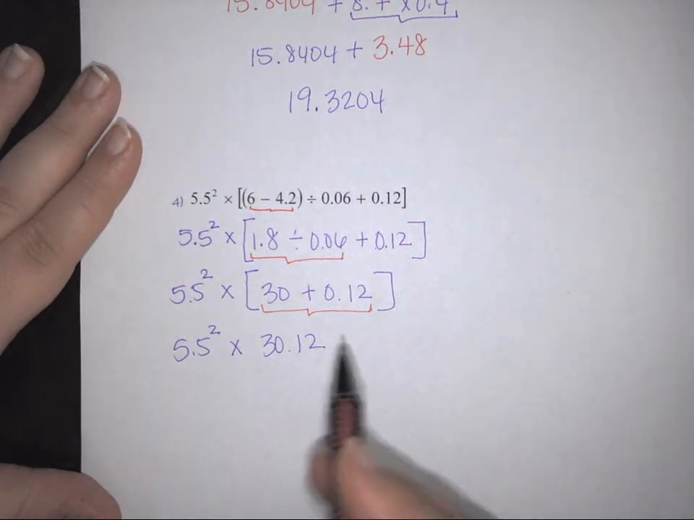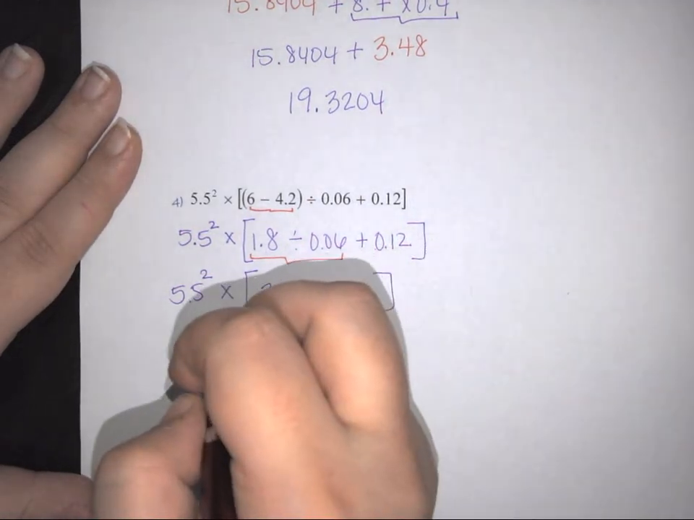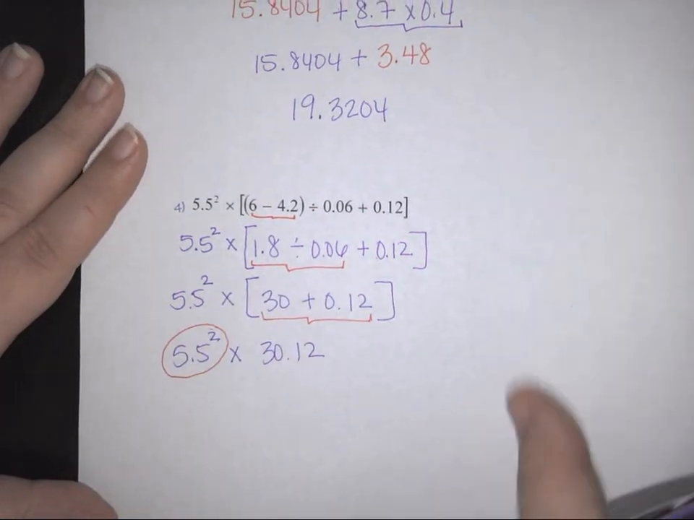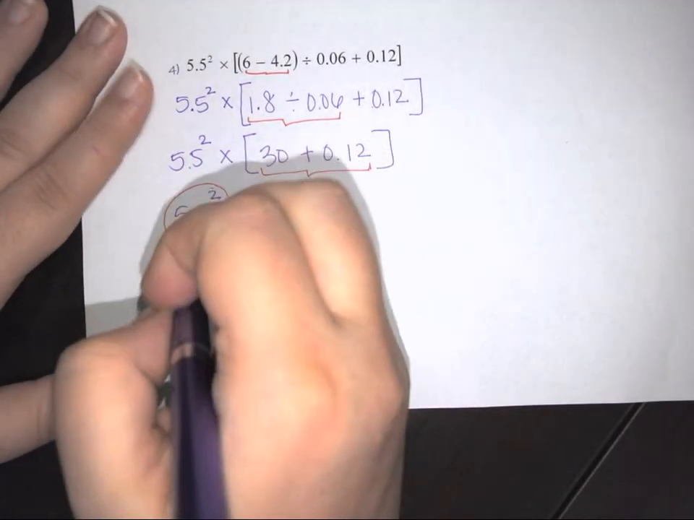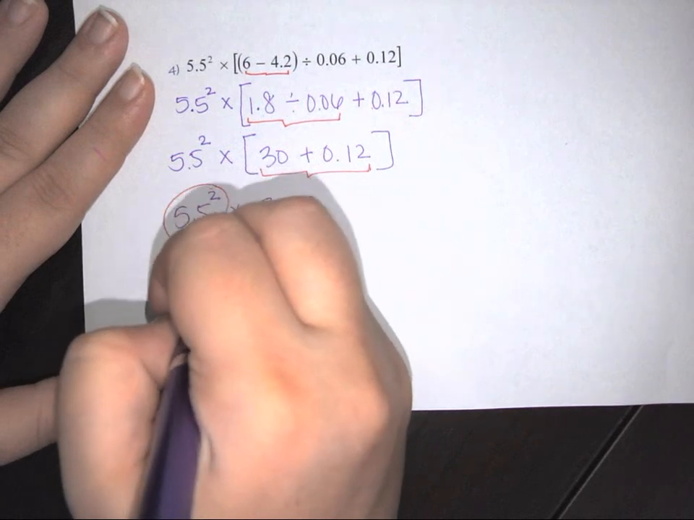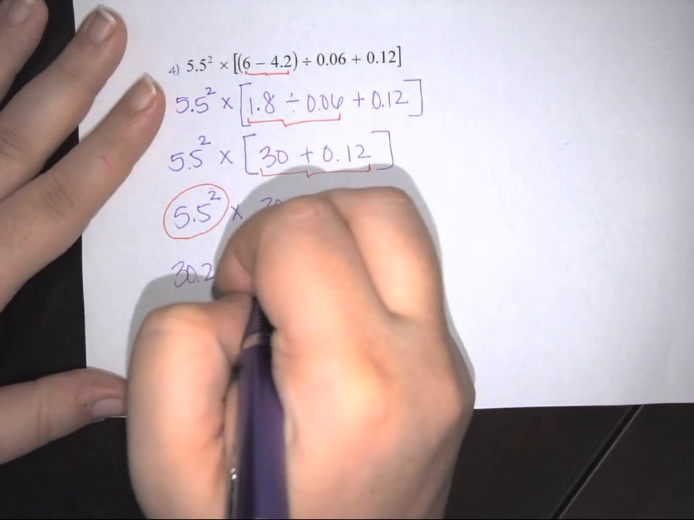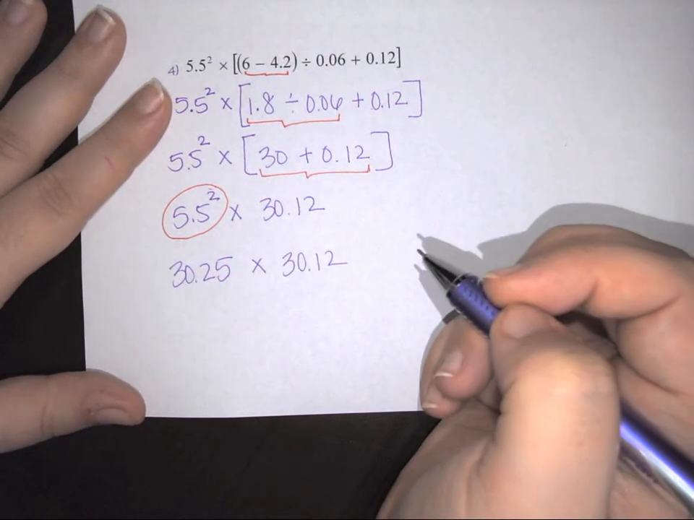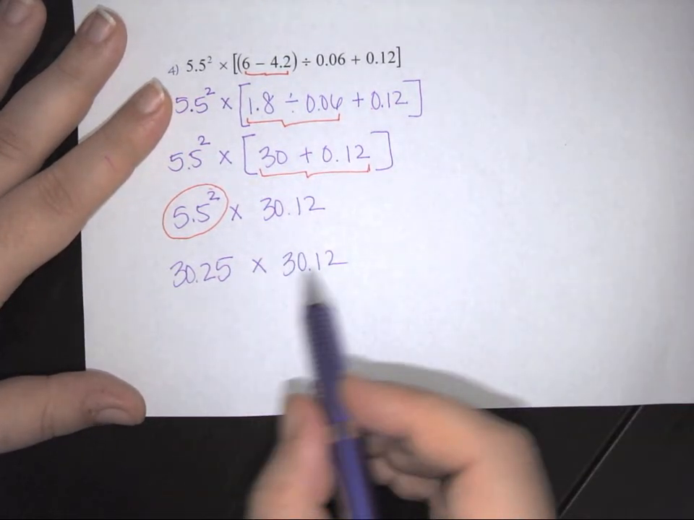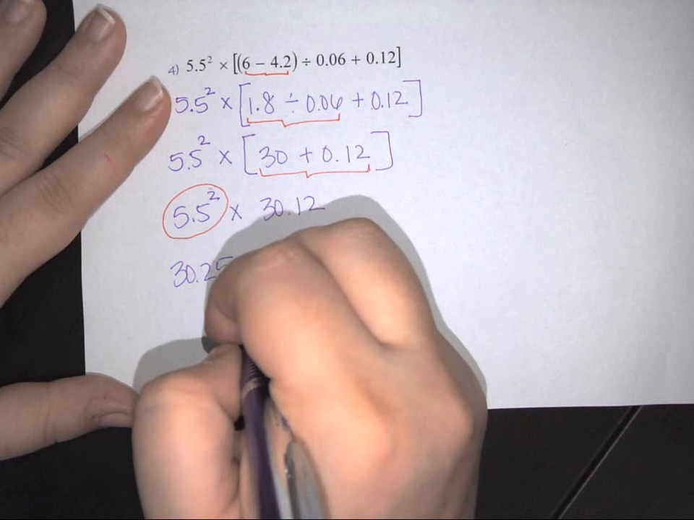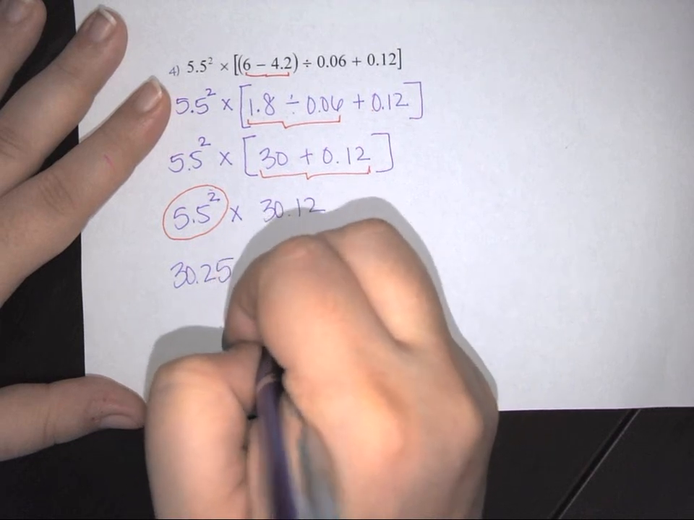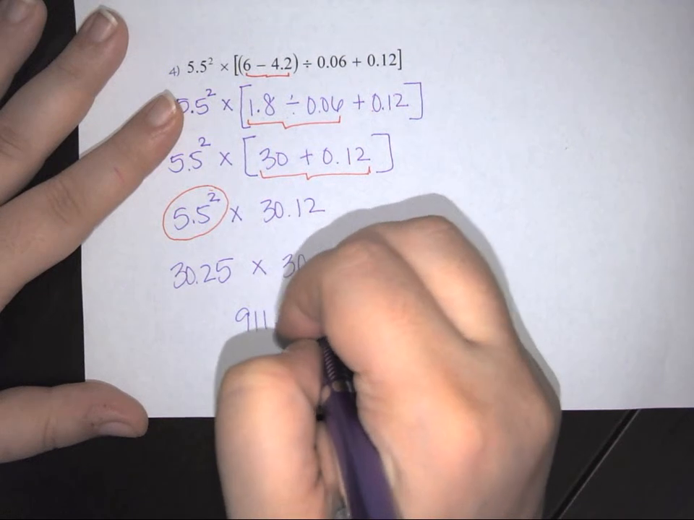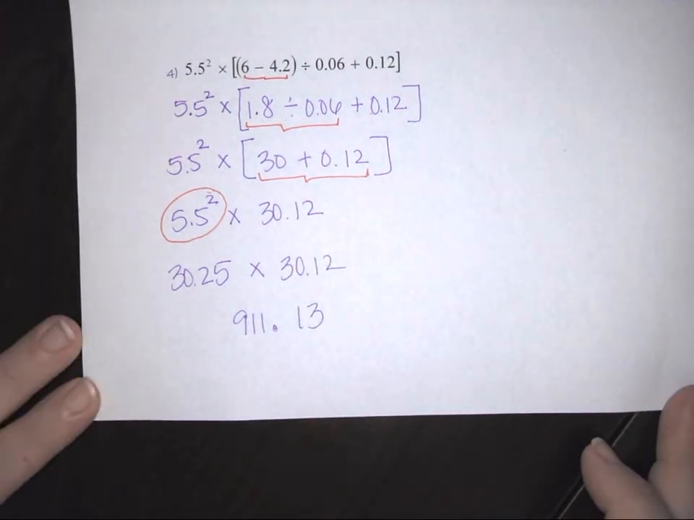Now that my parentheses are completely done, I need to go ahead and do my exponent. 5.5 squared is going to give me 30.25, and I'm going to multiply that by 30.12. Since I have nothing else to do, this is the last piece, and this is going to end up with 911.13. Okay.